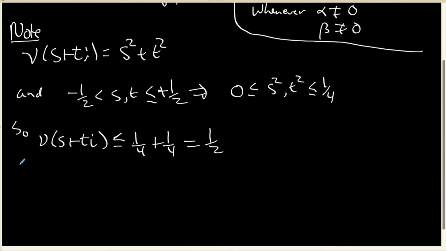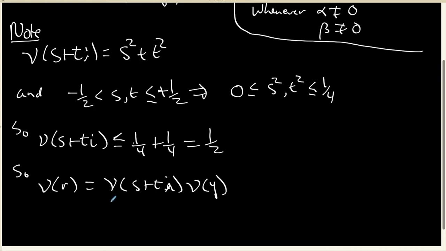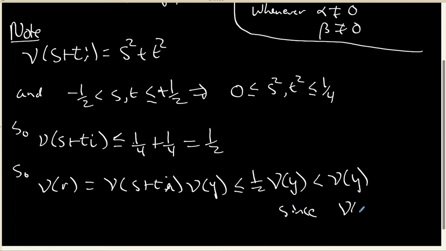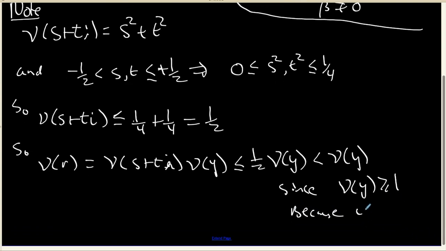And what does that tell me? That tells me that nu of r is nu of (s plus ti) times nu of y, but this particular factor here is less than or equal to 1/2, so this whole expression is less than or equal to 1/2 times nu of y, and that's going to be less than nu of y, since nu of y is known to be at least as big as 1, because y is a Gaussian integer and y is not equal to 0.